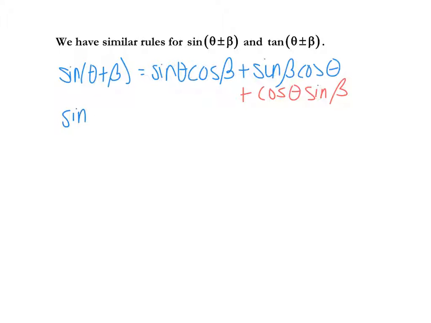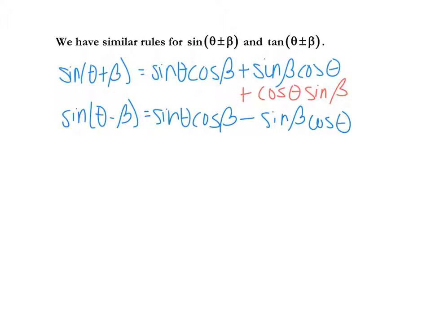All right, so then let's apply this for subtraction. Sine theta cosine beta minus sine beta cosine theta. Once again, you guys are going to apply these rules to your identity sheet on the back. All right, and then we still have to do tangent.